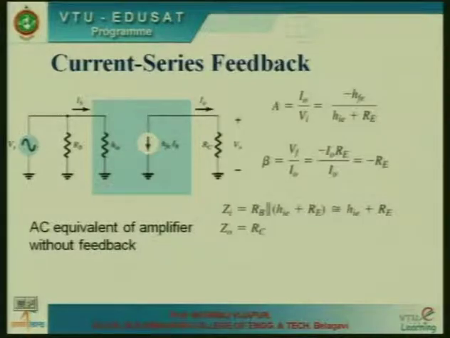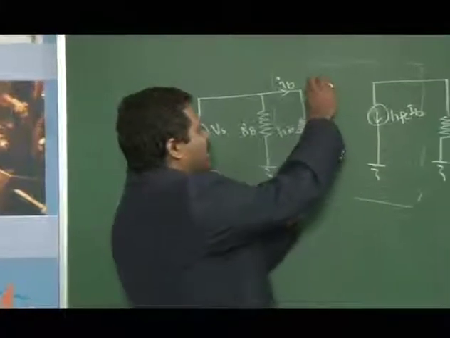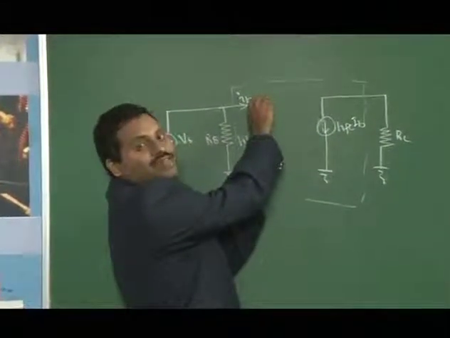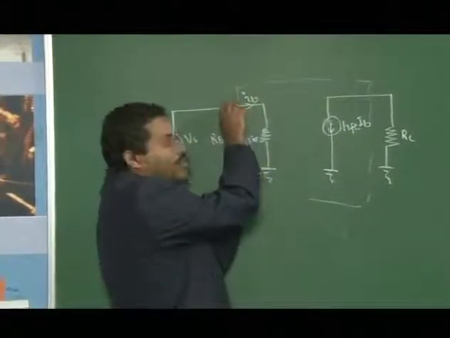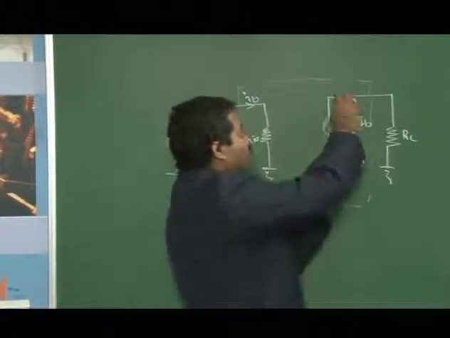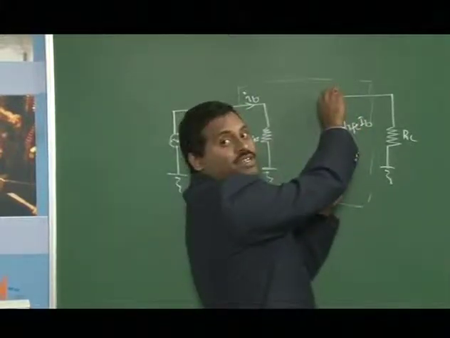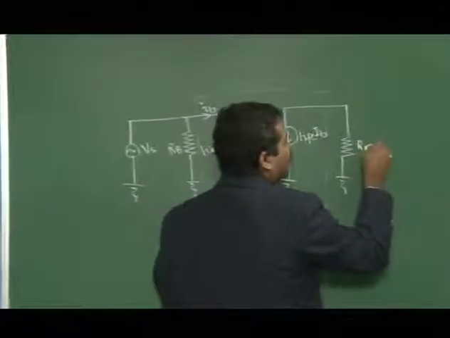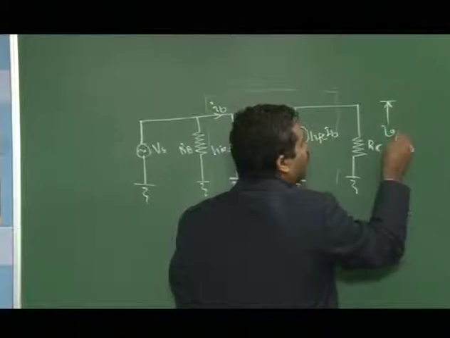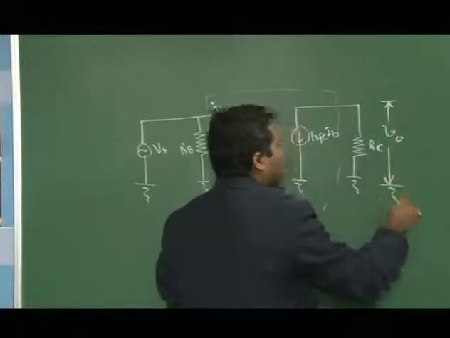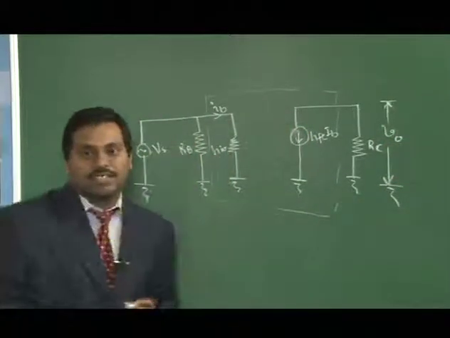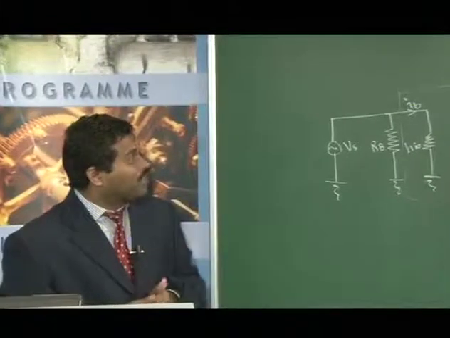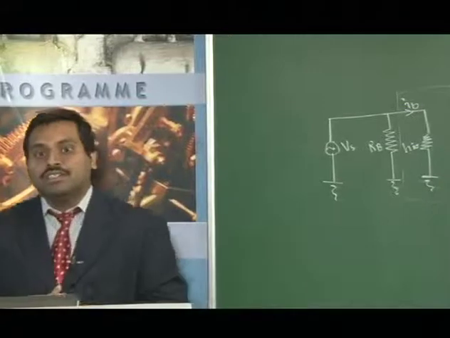The input junction of a transistor, base to emitter junction, is represented by impedance HIE. RB is a biasing resistor, then collector current flows between collector to emitter, which is IC. Here you have RC also, and you are taking output across RC. That is very important here. You are taking output across RC. Now, how do you determine the gain?